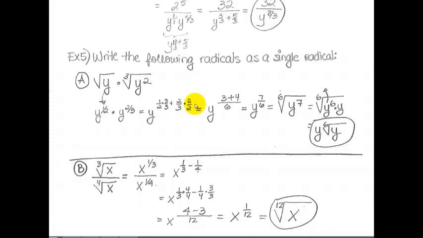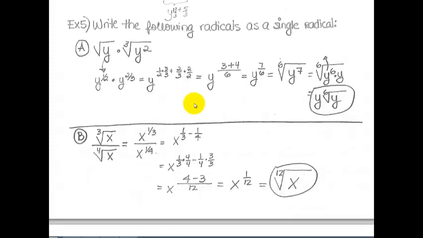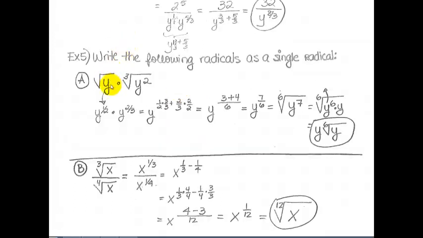Alright, let's move on to example number 5, which says write the following radical as a single radical. Okay? So we're starting out with an expression that has radicals, and we want to make it so that they are just one radical. Well, if you look over here, and remembering the past lessons, we cannot multiply these two radicals as they are written, because this is square root and this is cube root. So what should I do?